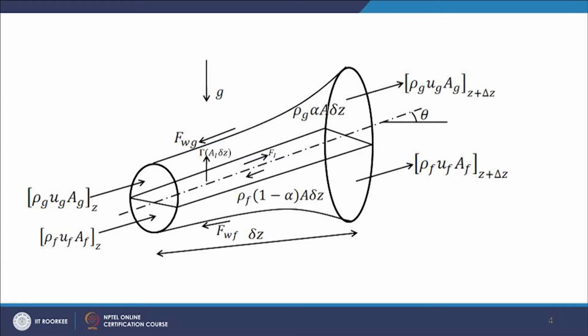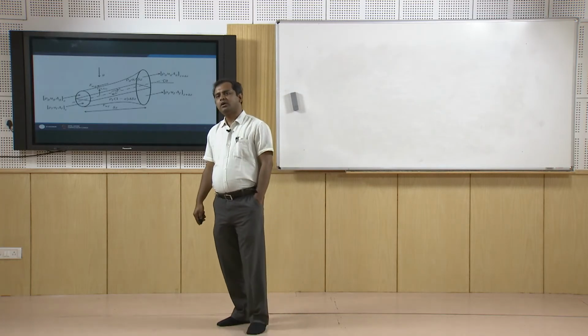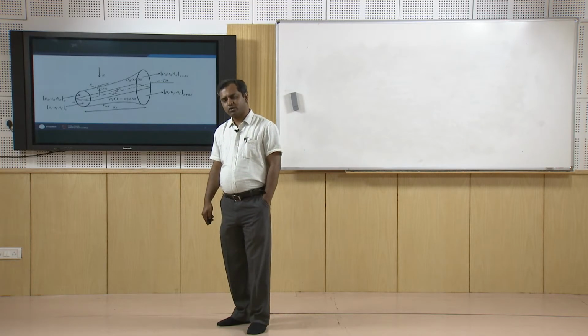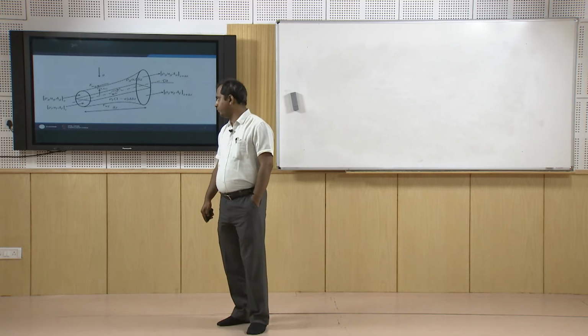We have also considered in this model the wall friction force. The gaseous phase experiences wall friction force Fwg. On the other hand, the liquid side gets Fwf. Okay. So, with this idea, let us now see how the mixture continuity and momentum equations can be constituted.